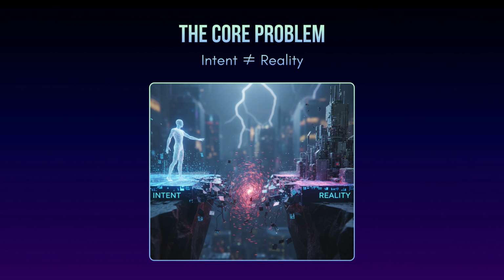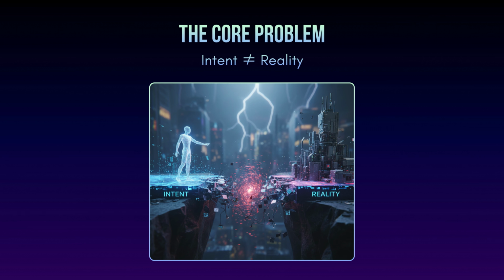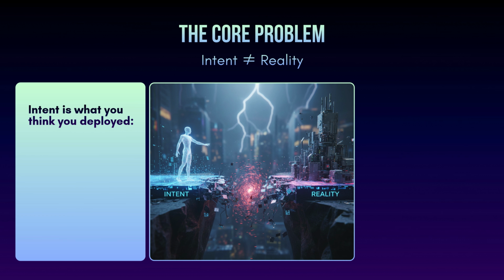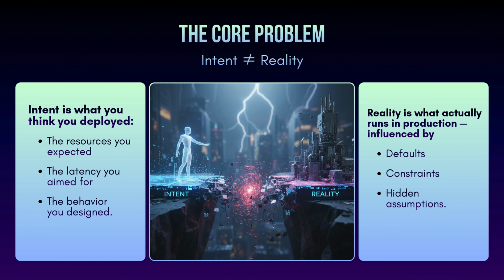One of the biggest problems in production AI systems is the gap between intent and reality. Intent is what you think you deployed: the resources you expected, the latency you aimed for, the behavior you designed. Reality is what actually runs in production, influenced by defaults, constraints, and hidden assumptions. Model spec is designed to narrow that gap.